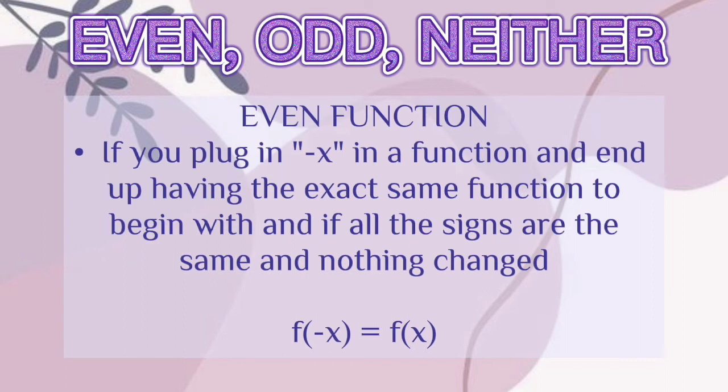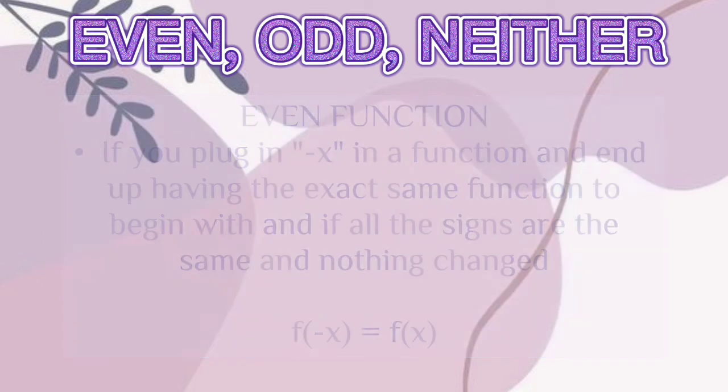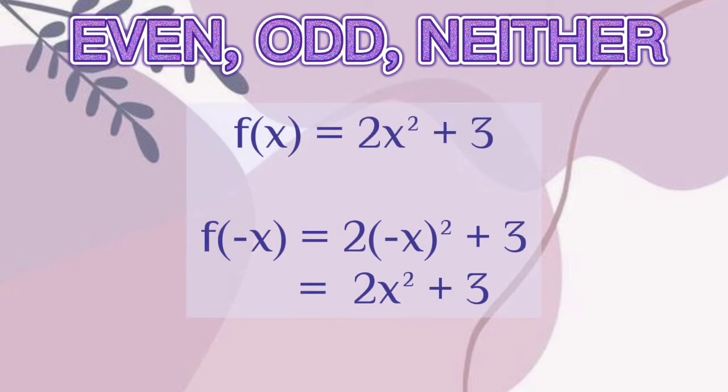The general formula is f of negative x equals f of x. Let's try one example. f of x is equal to 2x squared plus 3. Just plug in the negative x into the equation. 2 times negative x squared plus 3.